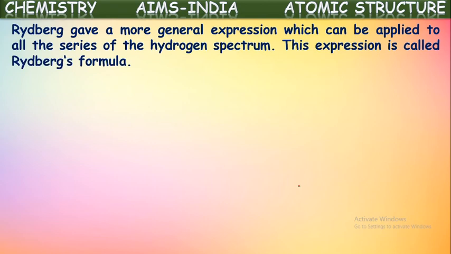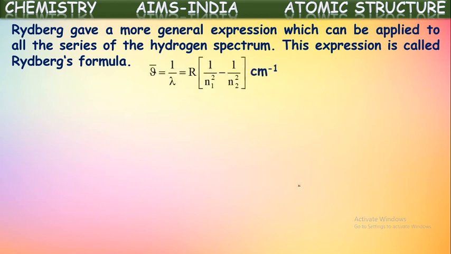Next, Rydberg gave a more general expression which can be applied to all the series of the hydrogen spectrum. This expression is called Rydberg's formula. Actually, the Balmer formula is only for the calculation of energy emitted as radiation when an electron jumps from a higher orbit to the second orbit. But it is generalized. It is a generalized expression for calculating the energy in all the series. That is called Rydberg's formula.